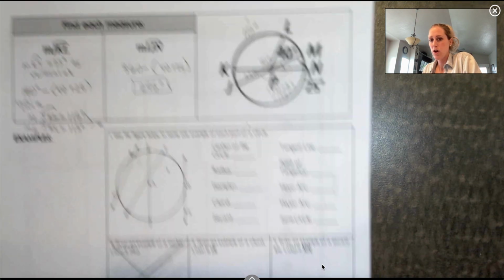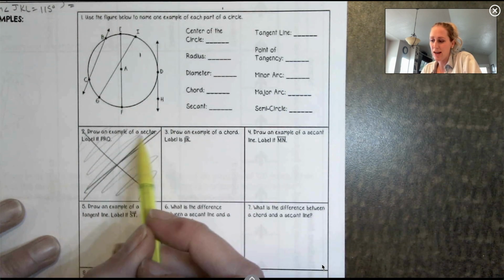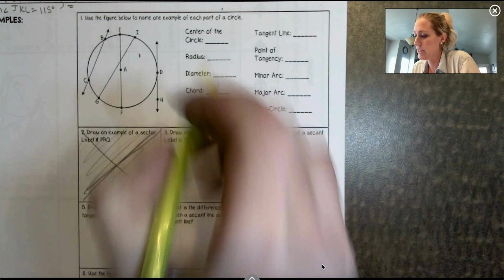All right. Couple more examples. You'll notice I scribbled out number 2. You guys can do the same thing. We haven't learned that vocabulary word yet. We're going to learn that one in the next section.